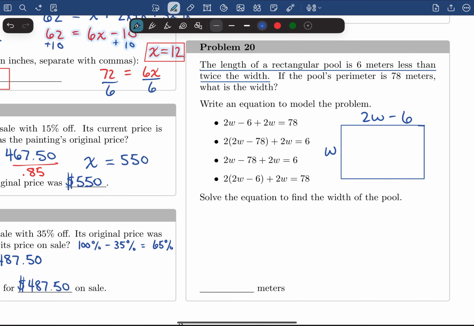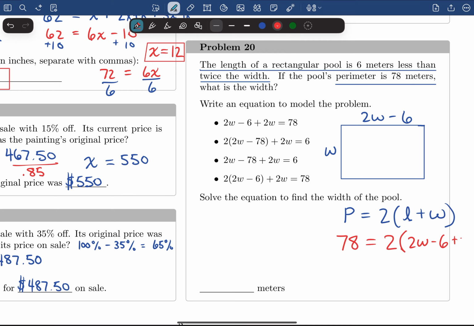All right. And now we have information about the perimeter. So when they tell me the perimeter of this rectangular pool is 78 meters, I immediately think, wait, I've got the perimeter formula, which is perimeter equals 2 times the length plus the width. Now let's input the things that we know. Perimeter P is 78 meters, so I'll replace P with 78, and that equals 2 times the length, which we said is 2W minus 6, but then I add the width W.